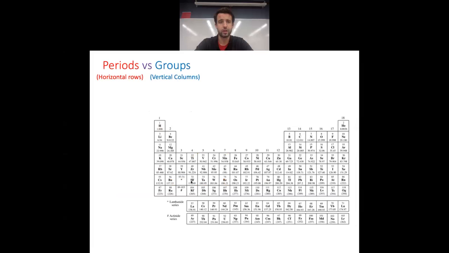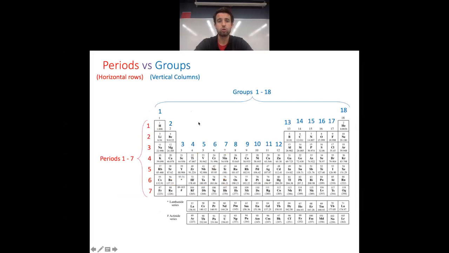Pretty cool. Okay, period versus a group. We showed you this already. Groups are vertical, these blue guys. Periods are horizontal, they are rows. Hopefully you have that down on your copy of the periodic table.